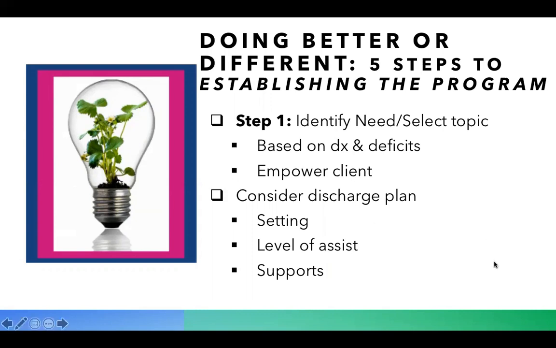Also, you're going to think about where they're going to be discharged to. What does their discharge plan look like? What setting will they be going to? What is their level of assistance likely going to be? What supports will they have in place, and what supports will they need to have in place in order for them to be successful? And all of that information can help inform the home program that you create for them.